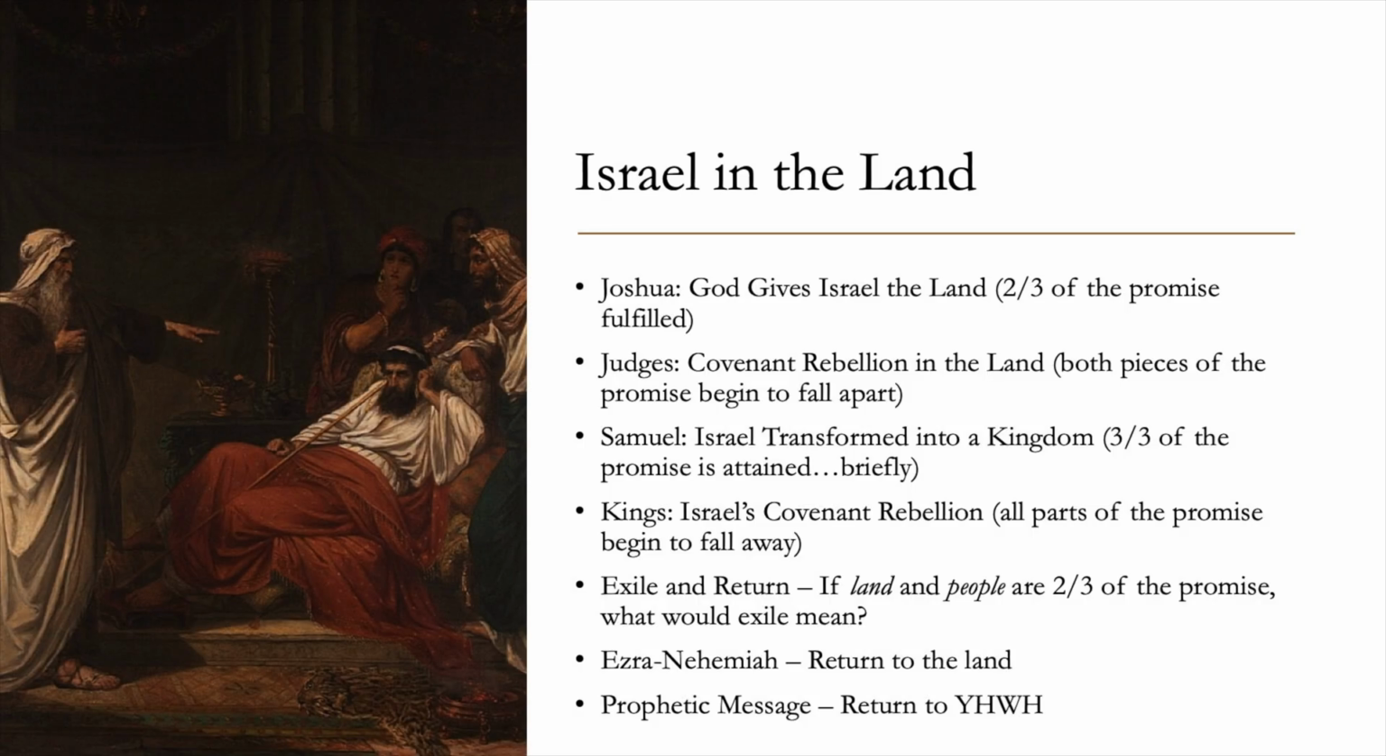And then in Samuel, we have Israel transformed into a kingdom. And briefly, we get 3 parts of the promise, right? We have land, nation, and Messiah briefly. We have all 3 of them. During Kings, we have Israel's covenant rebellion. All parts of the promise again begin to fall away. And then exile and return. If land and people are 2/3 of the promise, then what would exile mean? What would it look like to have exile if 2 of the 3 parts of the promise are land and people?